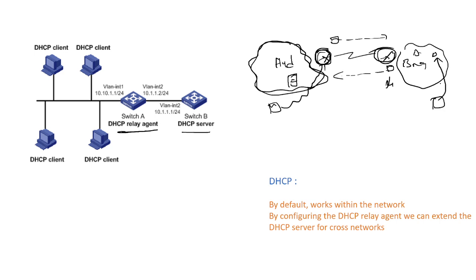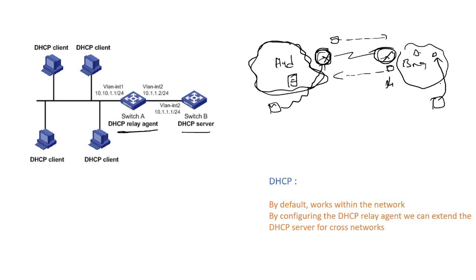Okay, so now you know by default DHCP works within the network, and if you want to leverage it for multiple networks, then you have to configure a relay agent. Where do we configure the relay agent? We will configure the relay agent either in the router or in the firewall, I have seen, or between the networks you can enable it.